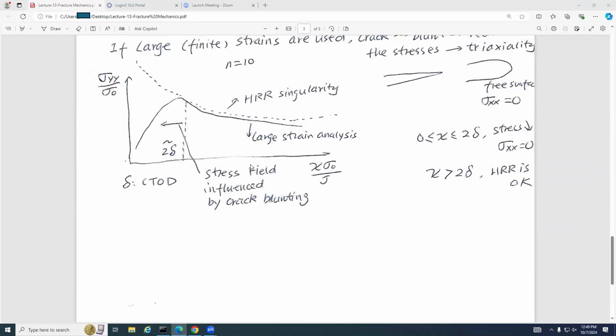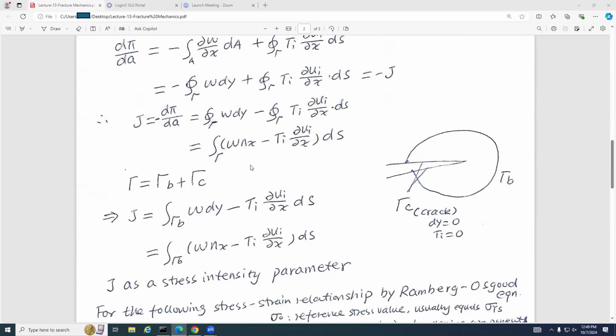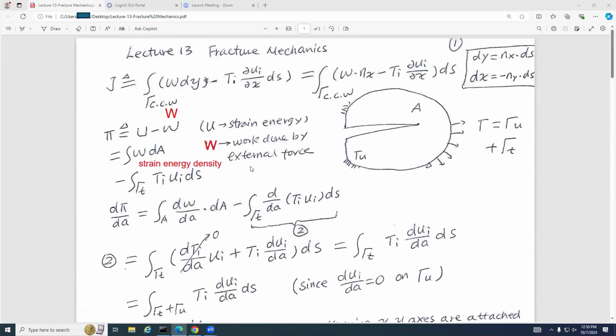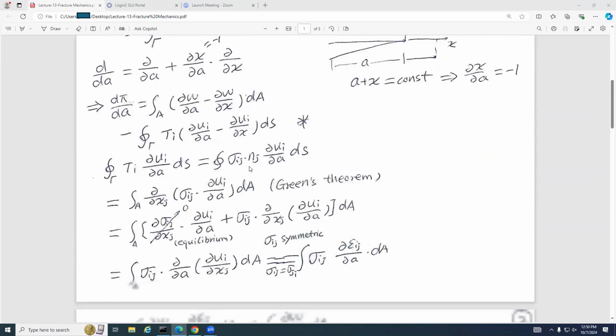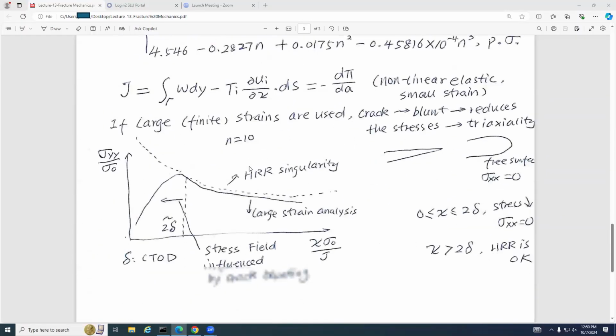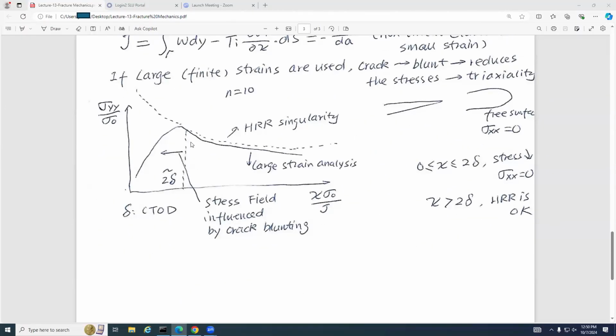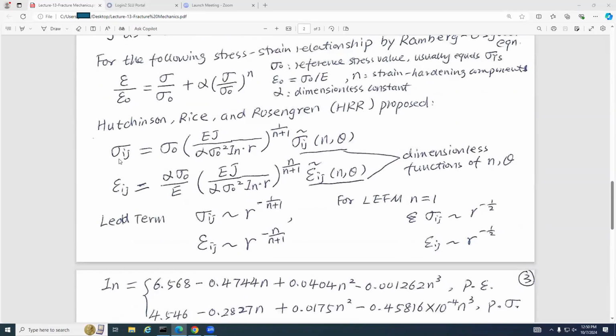Any questions regarding this one? There are a lot of equations. I'm sorry, guys, it's kind of boring, but I would like you to take a look. Okay, remember, what does this figure say? It says that when x is greater than 2 delta, you can use HRR to determine your sigma ij using the J value. I will not test your derivation. No worries. Okay. Questions so far? No question.